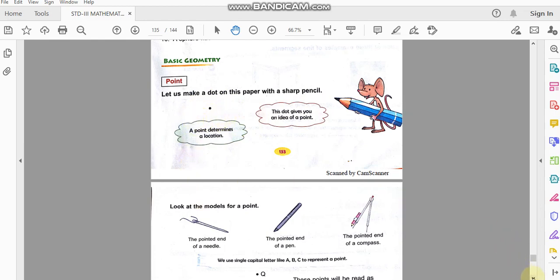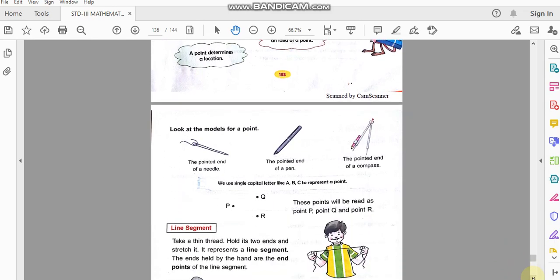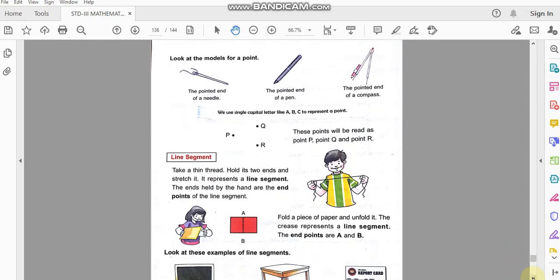Some examples are given in your book. On the next page, look at the models for a point: the pointed end of a needle, the pointed end of a pen, the pointed end of a compass. So all these three are examples of a point. We use a single capital letter like A, B, C to represent a point. These points will be read as point P, point Q and point R. So this was about point.